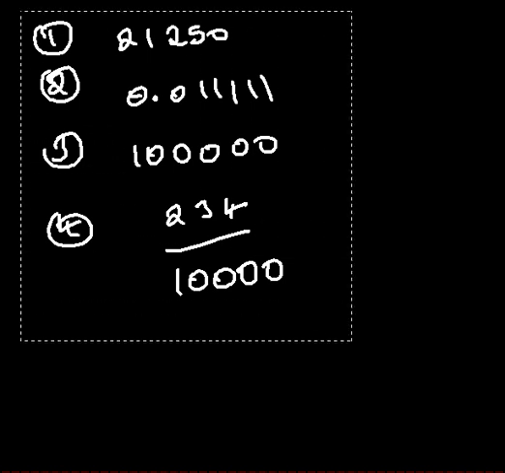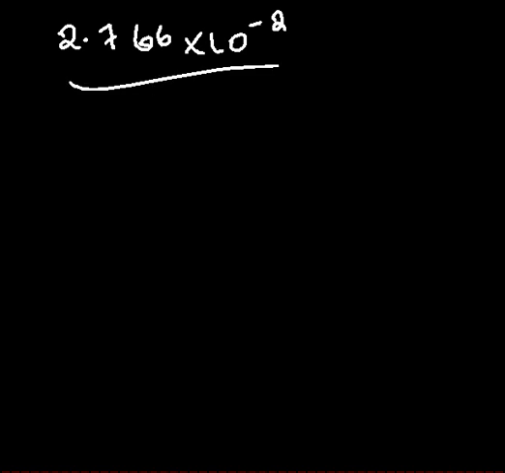And also, here's the task for you. How can we express a number from scientific notation back to normal? Let's say we have a number given as 2.766 times 10 to the power negative 2. How do you think we should express this number back to normal? Now, having a negative power means this is a small number, and the decimal point has to be displaced towards this direction.